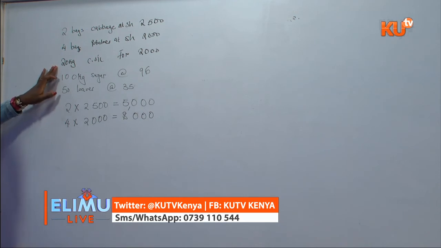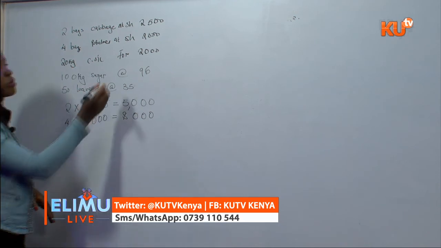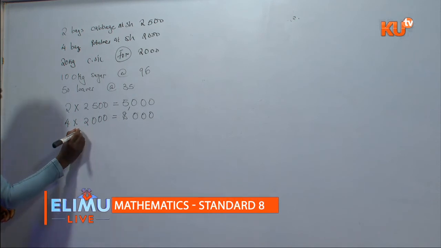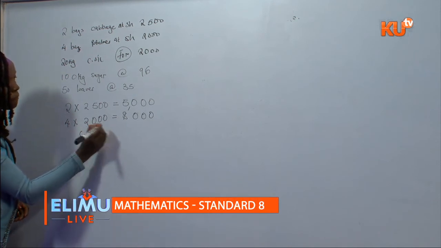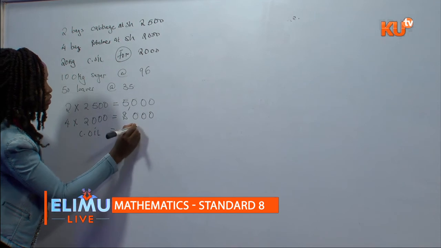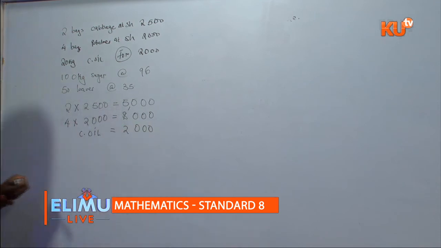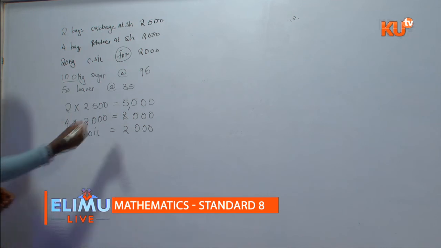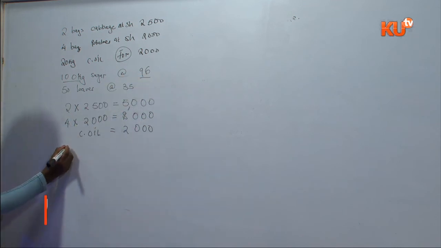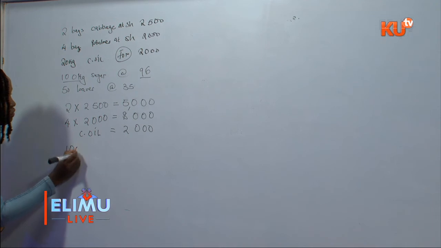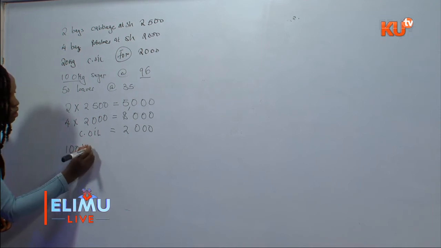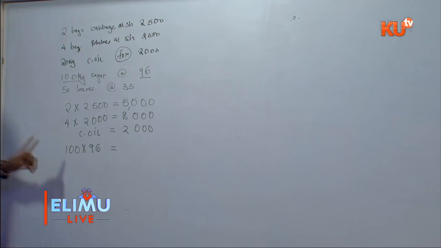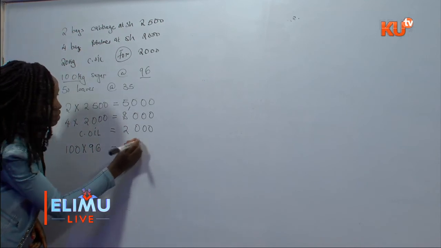Then the 20 kgs of cooking oil costed 2,000. We have 4 to mean the total cost. So the cooking oil costed 2,000 shillings. Then I have 100 kgs of sugar at 96 shillings. So it is going to be the number of kgs bought times the cost of 1 kg. That is 96 times 100, we get 9,600.